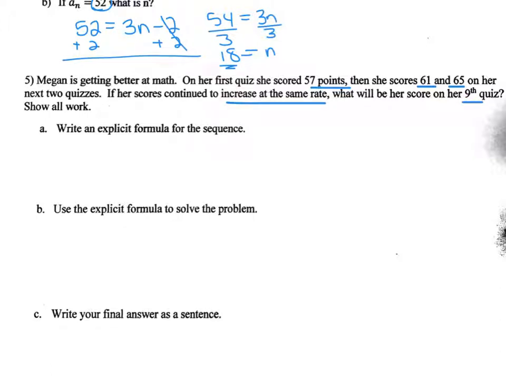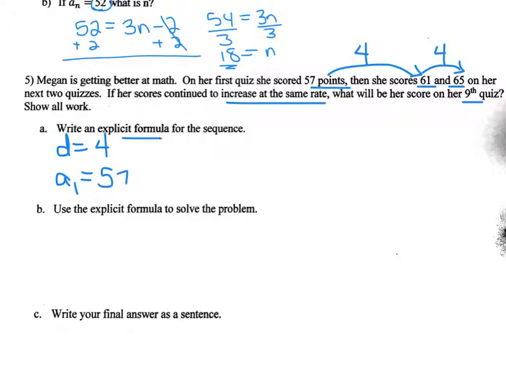So what is it increasing by every test? So when she goes from 57 to 61, that's 4 points. 61 to 65, that's also 4. So that's the common difference. What it's going up by is your common difference. What's her first term? Well, on her first test, she got a 57.